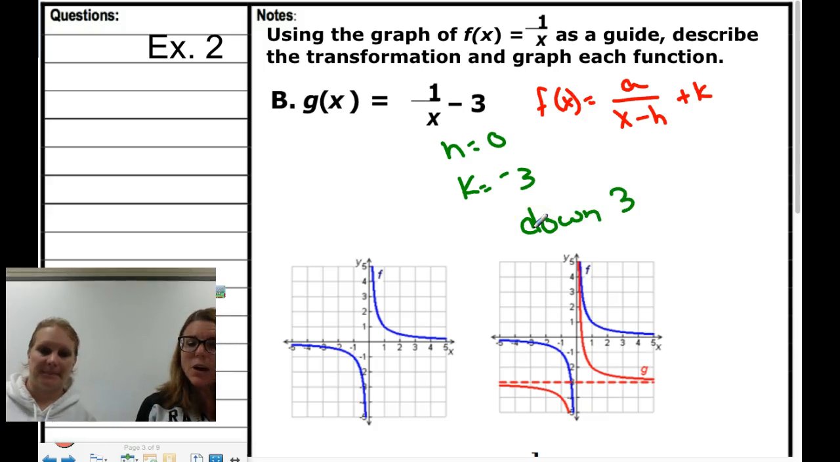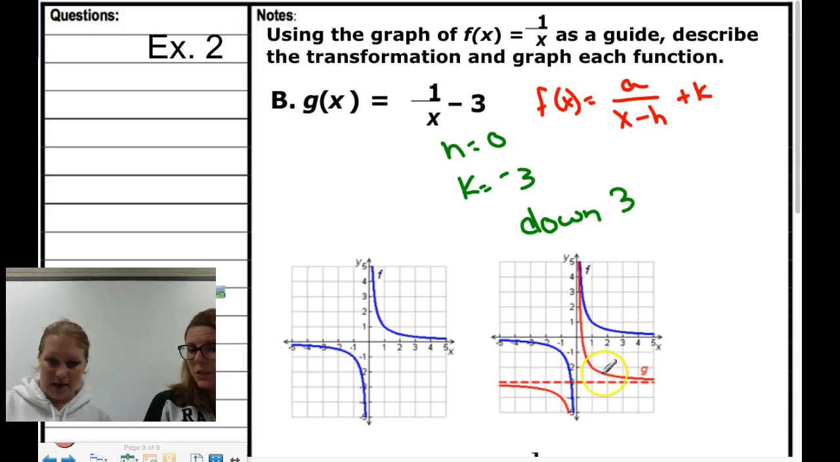Correct. So now if we look at the graph, notice the original is in blue and the red is our transformation. It's going down 3. And notice it has a horizontal asymptote at negative 3. Which makes sense.